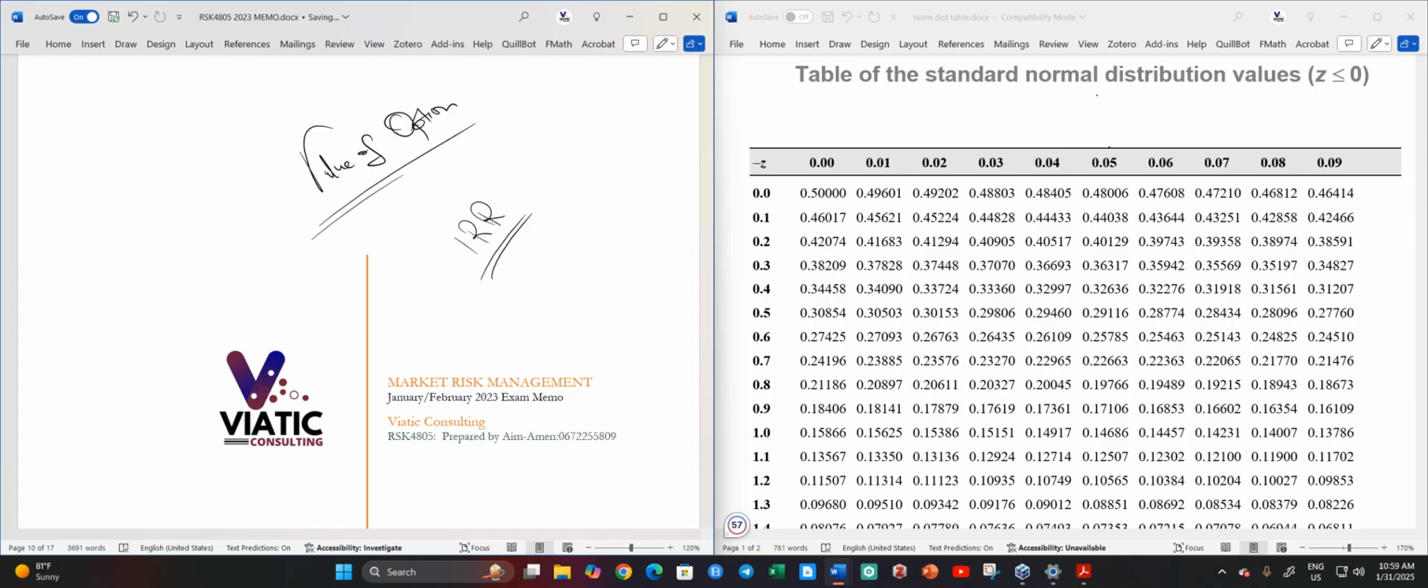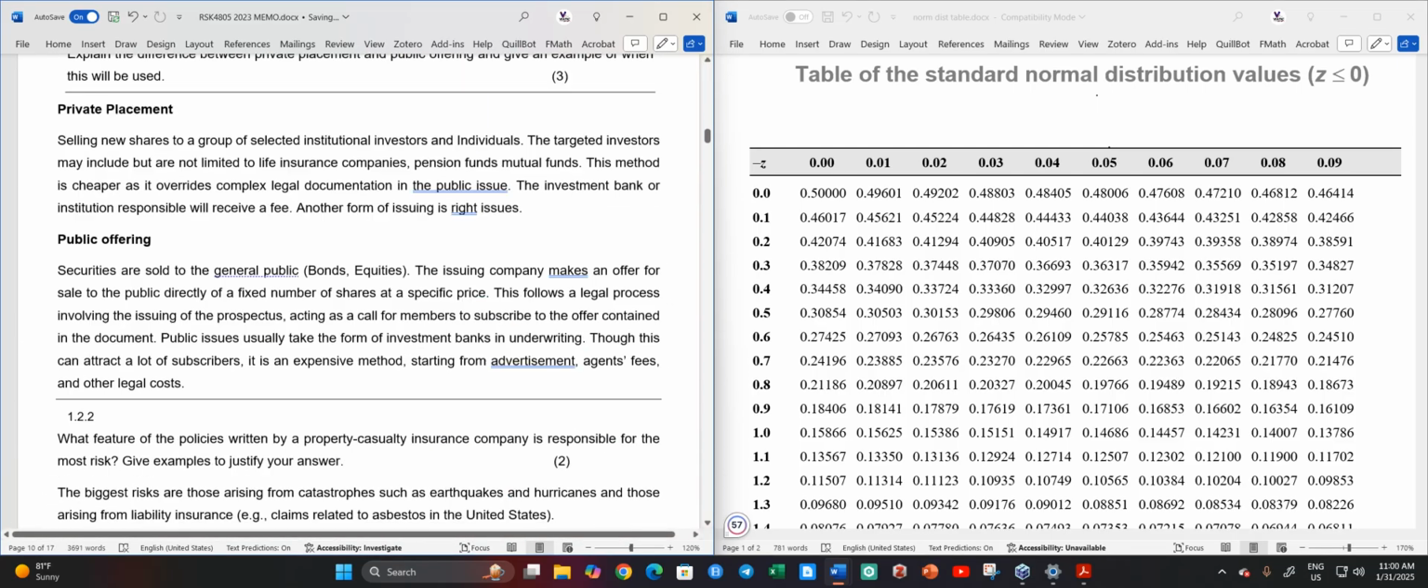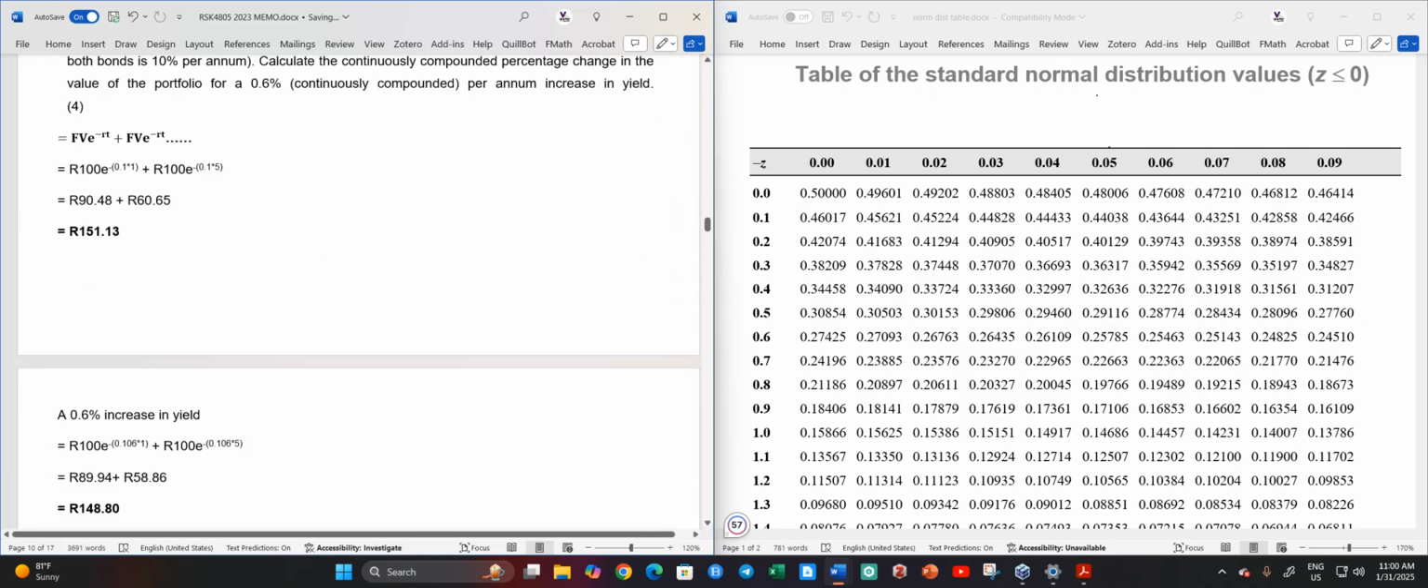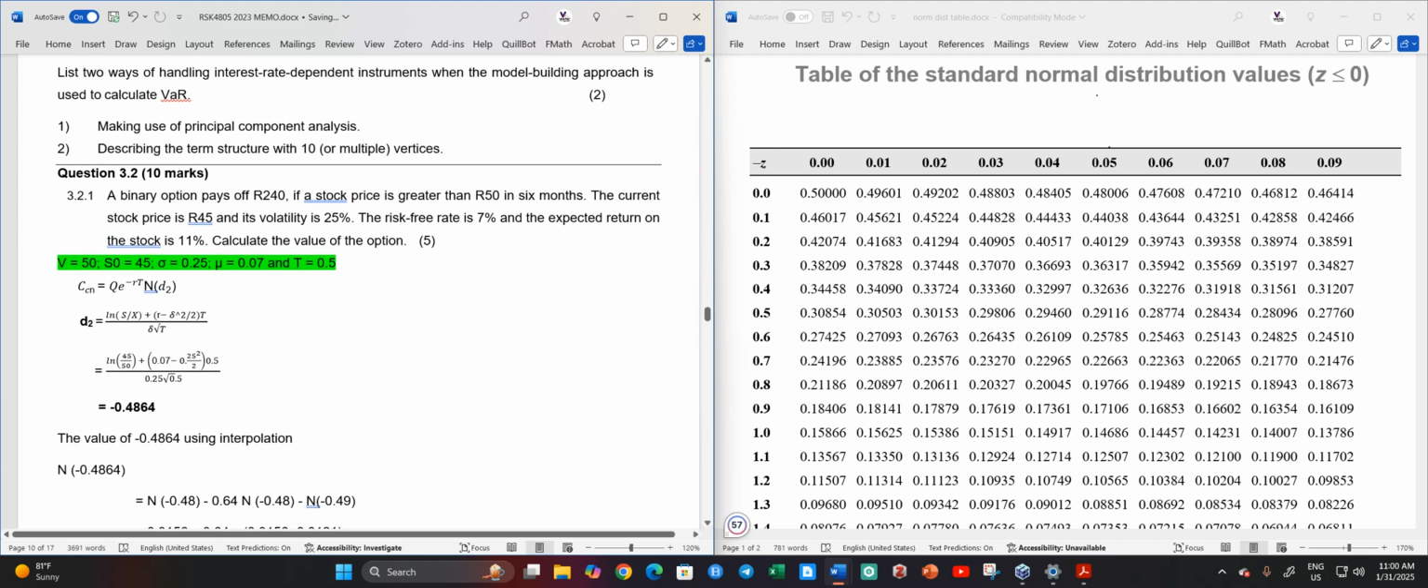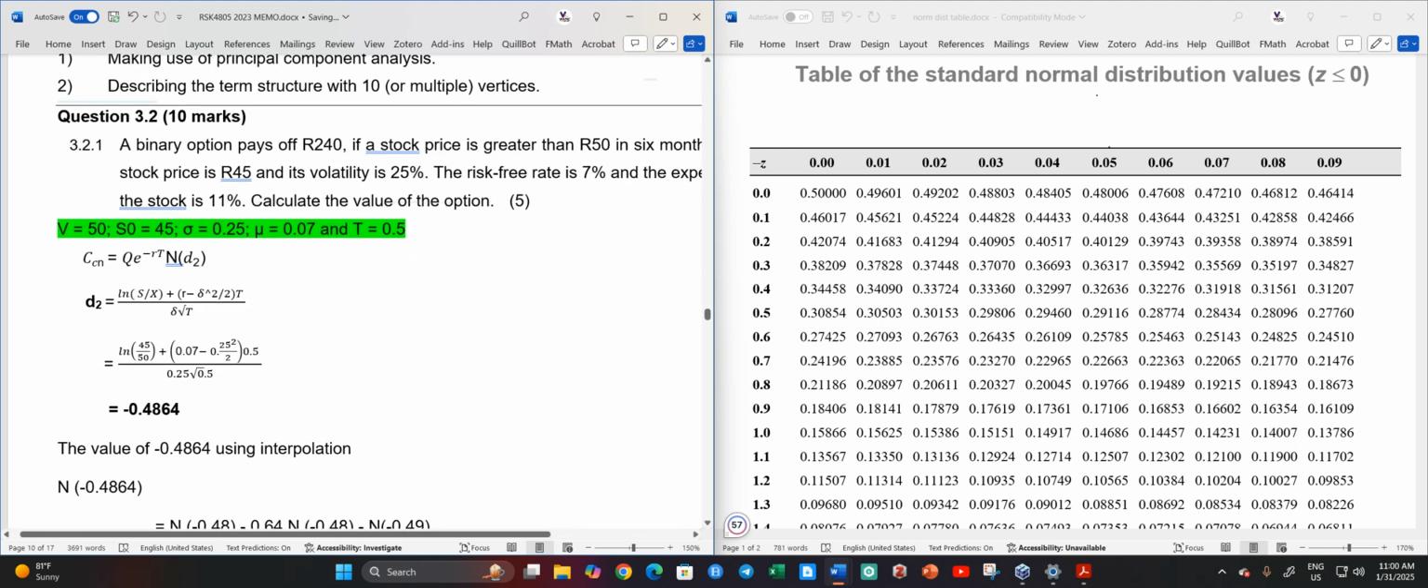So we need to use the normal distribution table, and the normal distribution table is a 2 decimal table, right? That we have on the other side. But see, when we do our calculations, most of the times we get 4 decimals, but we need to have the exact value of that answer, right? So let's just go direct to a question on the calculation of the value of the option, so that we see how we go about the interpolation.